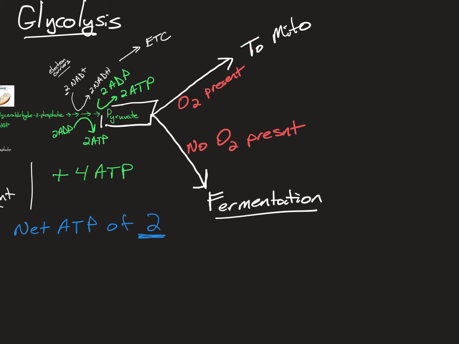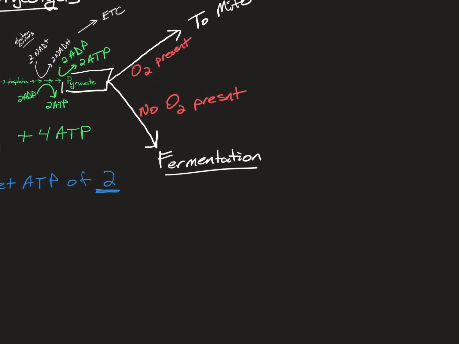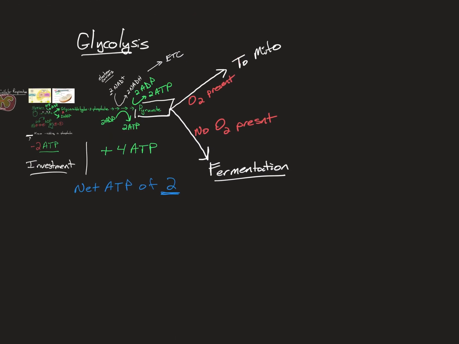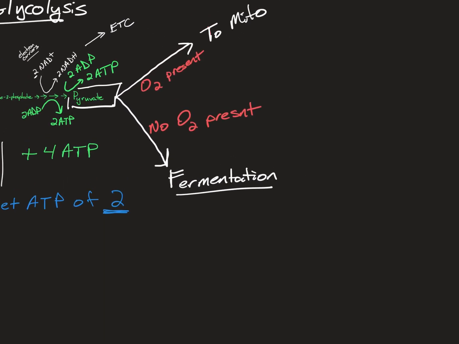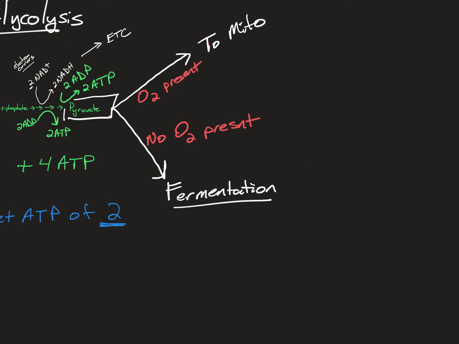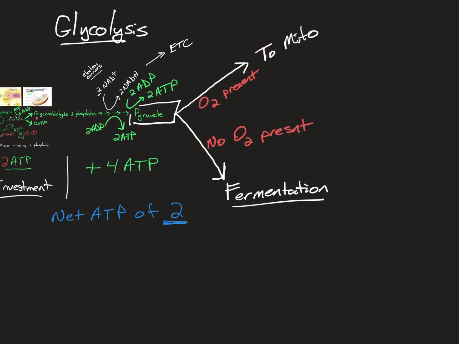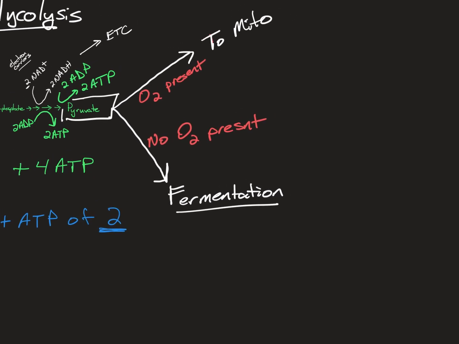Fermentation is an emergency situation. We need some ATP, but we're not breathing. When does this happen? When you're going up the stairs in the morning, when you're running 2 miles, you're using a lot of ATP, using a lot of oxygen. You're breaking down a lot of sugar, but if you don't have enough oxygen to take care of all that sugar, then you're running out of oxygen.